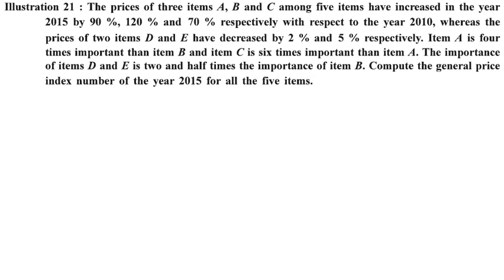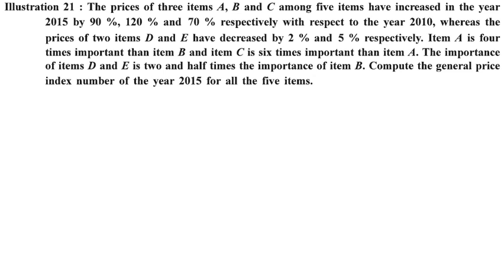The prices of three items A, B and C have increased by 90%, 120% and 70%, while the prices for items D and E have decreased by 2% and 5%. A is 4 times as important as item B, C is 6 times as important as A, D and E are 2.5 times as important as B. Compute the general index number for 2015 with all the 5 items.